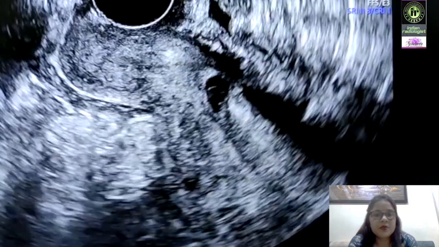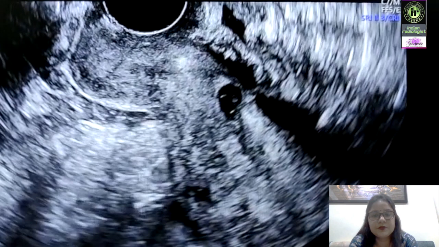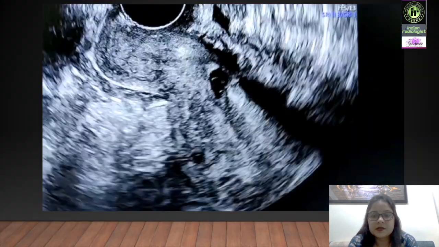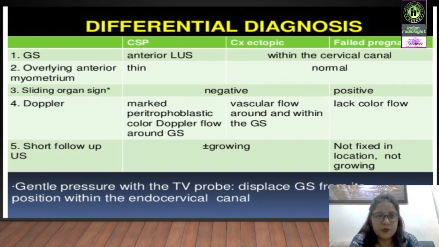With probe pressure, we are not able to displace it, which is helpful in differentiating from the failed pregnancies, which I'll show later on. So the differential diagnosis is very important. We have to have a very high suspicion index to diagnose CSP, because often we misdiagnose them as cervical ectopic or failed pregnancies. So the points are, the GS in the CSP is seen in the anterior lower uterine segment, whereas in the cervical ectopic and failed pregnancy, we find them within the cervical canal.